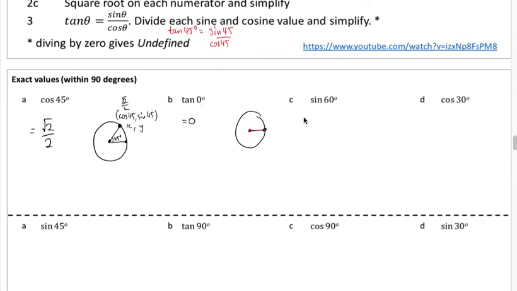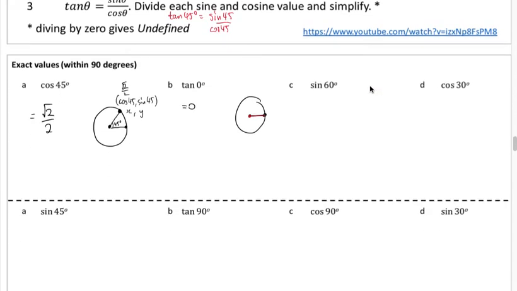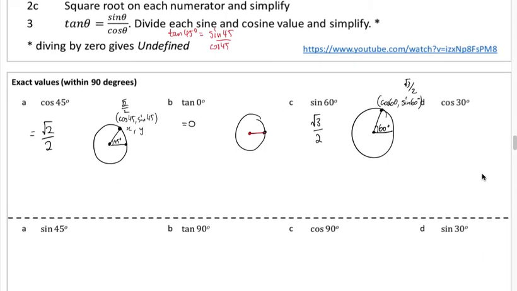Sine 60 degrees, we just look up, sine 60 degrees is root 3 on 2. And in that case, we've got our unit circle. 60 degrees looks something like that. And in this case, we know that the x value is cosine 60, and the y value is sine 60. And so therefore, the exact value there is root 3 on 2. Okay, just let that one load up. And then we've got cosine 30 degrees. Cosine 30 degrees from our table, we can see it's root 3 on 2.